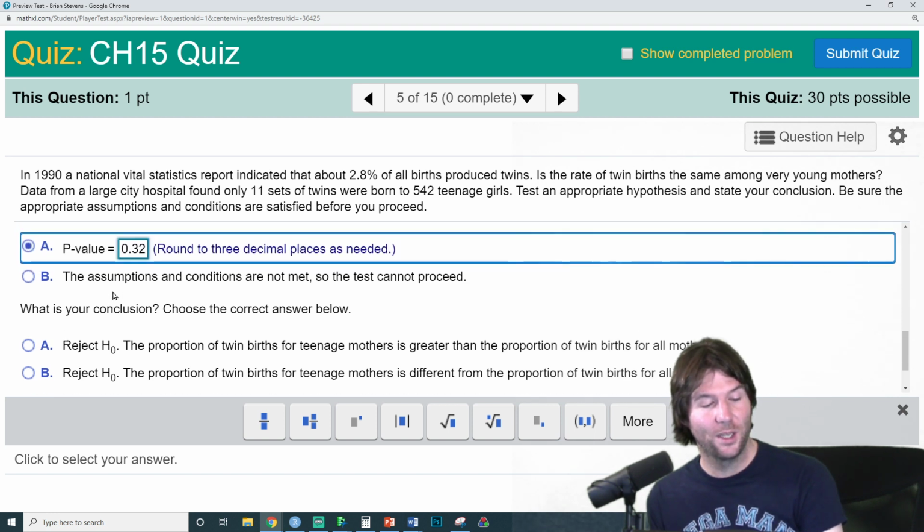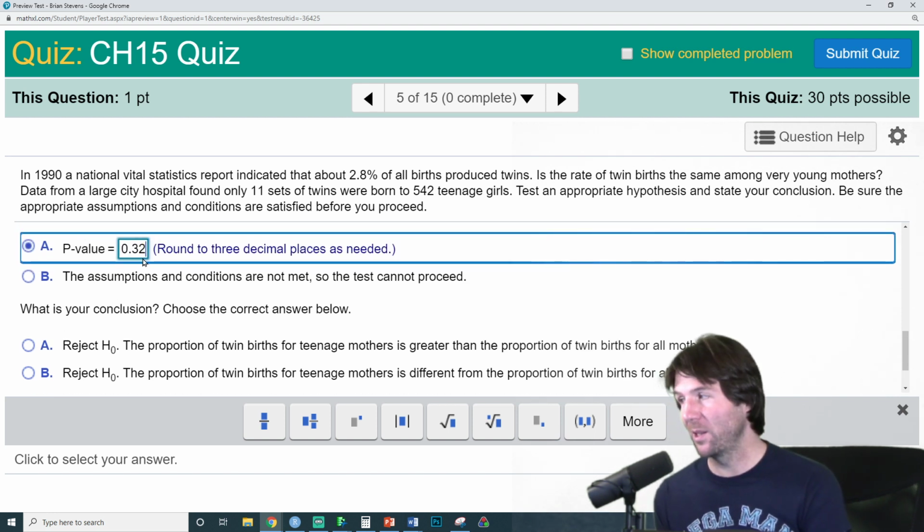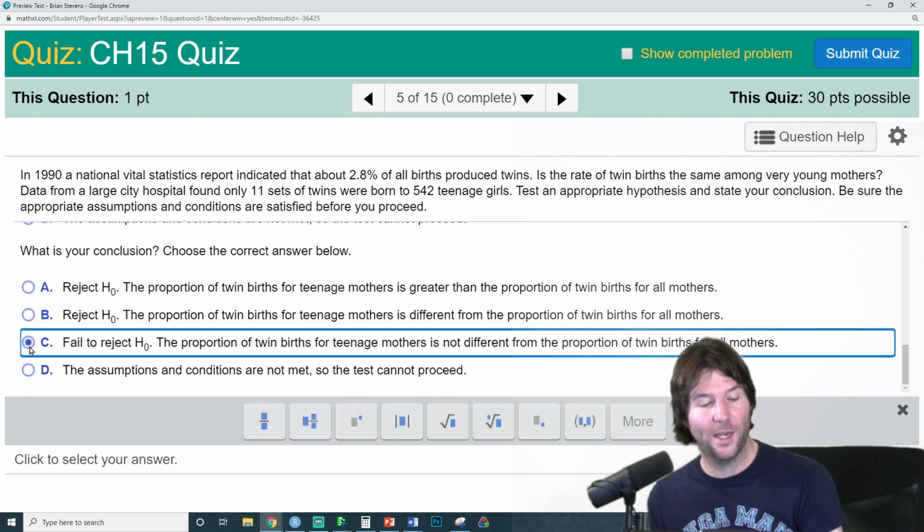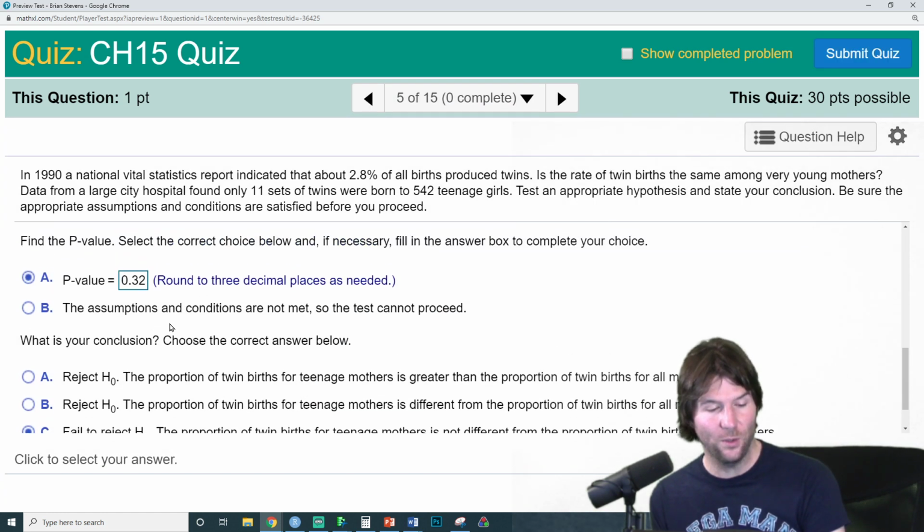So what is your conclusion? This is a super high p-value. Watch out because it can be low or high. So since this is way higher than 0.05, we're going to fail to reject. That's the only option. And we got two things wrong.